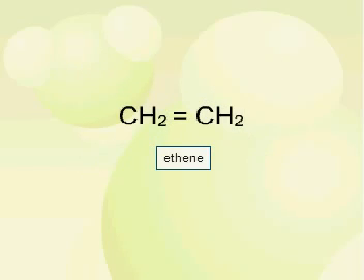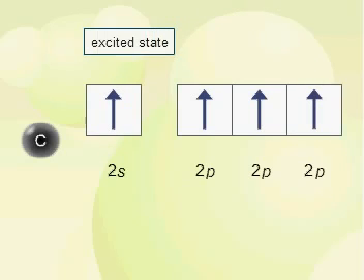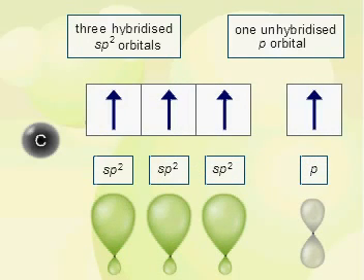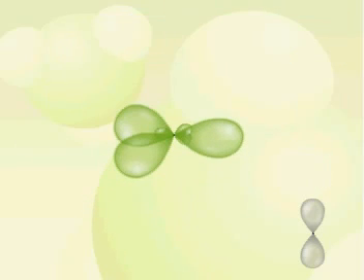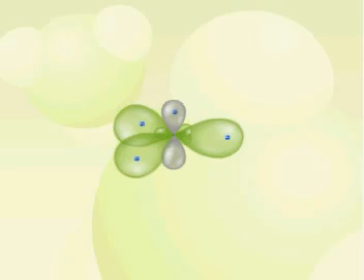In the ethene molecule, carbon forms bonds by using sp2 hybridization. sp2 hybrid orbitals are formed from 2s and 2p orbitals. This leaves one p orbital unhybridized. The hybrid orbitals lie in one plane, directed towards the corners of an equilateral triangle. The remaining p orbital is perpendicular to this plane. Each of the four orbitals is occupied by a single electron.